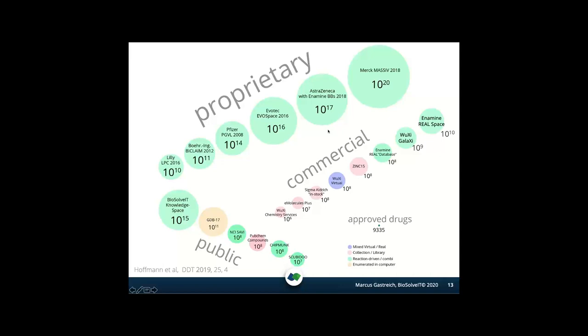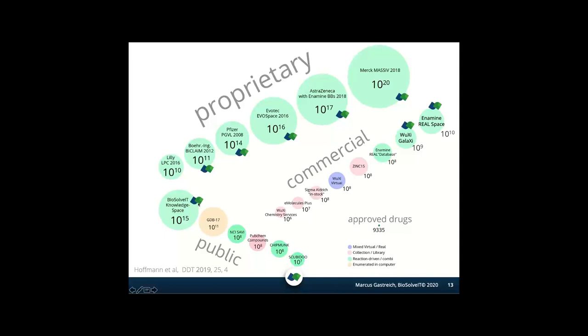So this yellow thing pops out here. It's the GDB that has been generated using enumeration in the computer. But the green ones, they are all reaction-driven chemical spaces, notably also NCI Savage, Monk, Scooby-Doo, and the big ones, including the knowledge space, which is free to download from our webpage there, have been created using this very technology that I was explaining before.